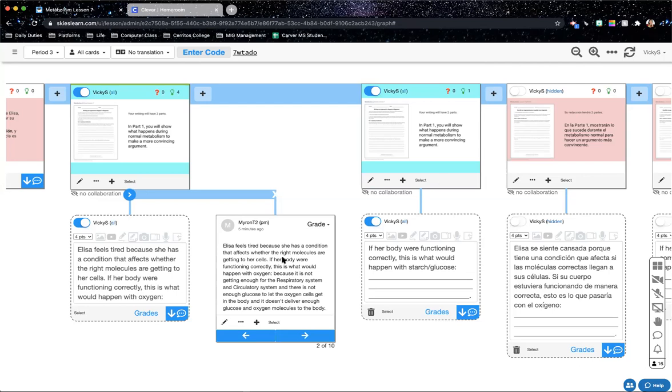Alrighty, go ahead and type it in. So I typed in all the keywords in here. Starch, broken down, glucose, circulatory system, insulin, cell. So those are the words I am looking for in your answer.